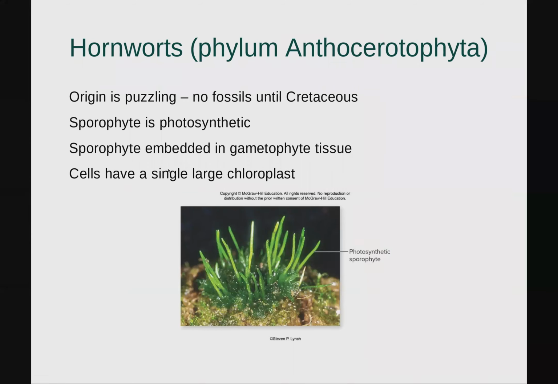So next up, we have our hornworts, which is the phylum Anthocerophyta. Within gametophyte tissue. So not two separate structures that we saw with the mosses. They're embedded within the gametophyte tissue, and their cells, interestingly, have a single large chloroplast.